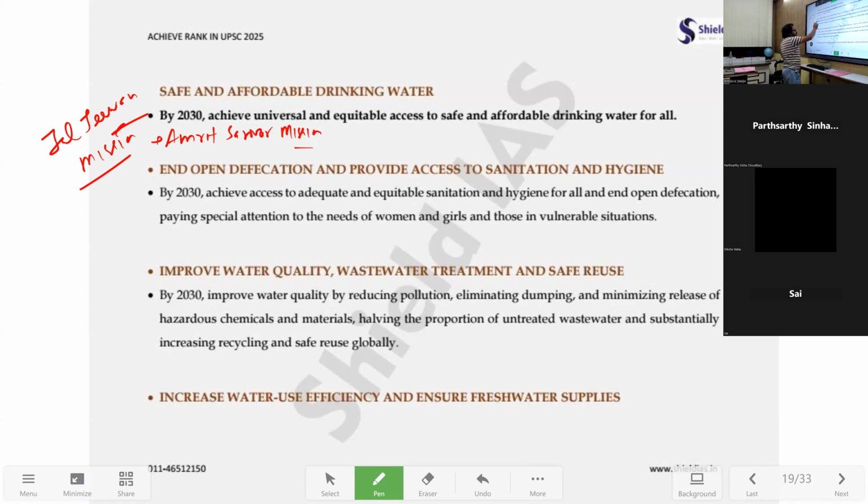Next is open defecation. Open defecation free and provide access to sanitation and hygiene. Open defecation free means provision of toilets. Sanitation facility should be available not only in the households, but also in the communities and the streets. That means what we require? Community toilets are also required.